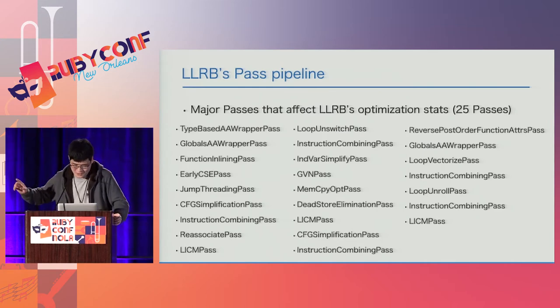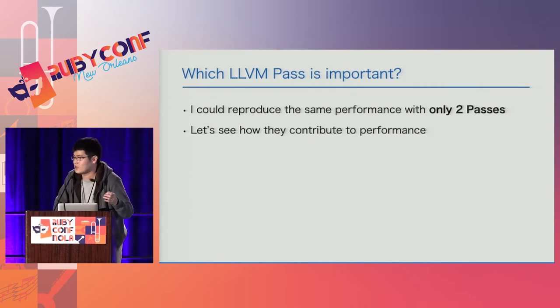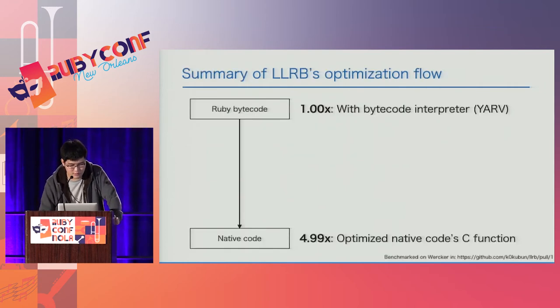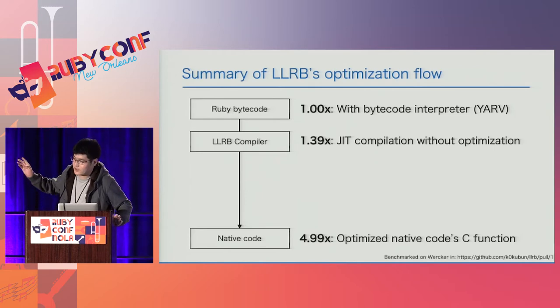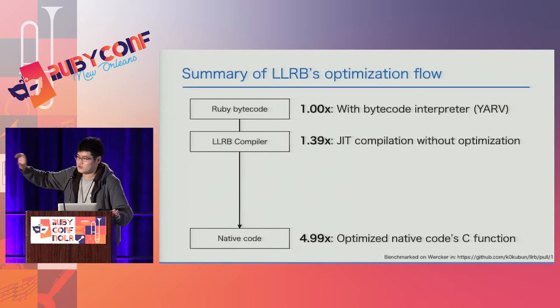Probably you can't read them, but these are the LLVM passes used in LLRB that affected the performance. But I could reproduce the same 5 times faster performance with only 2 passes. So let's see how they contribute to performance. It would be the secret of LLRB's optimization. The summary: just compiling the code to native code does not make it faster, because just compiling to native code means just removing the dispatch of instructions. Bytecode dispatch was the goto.